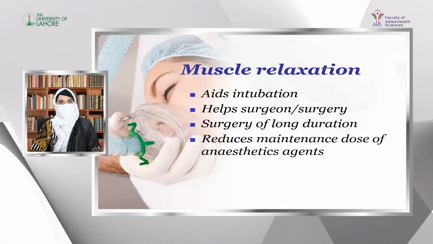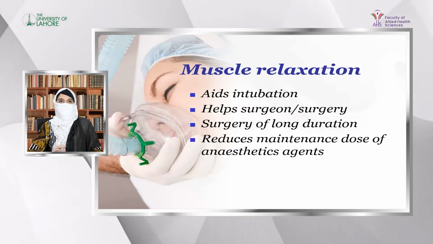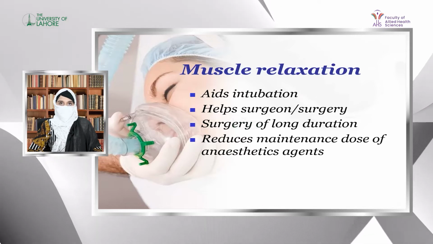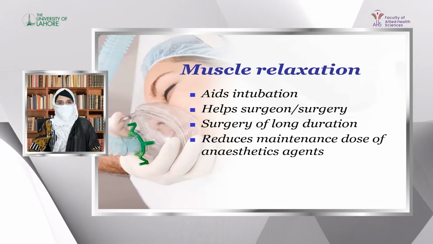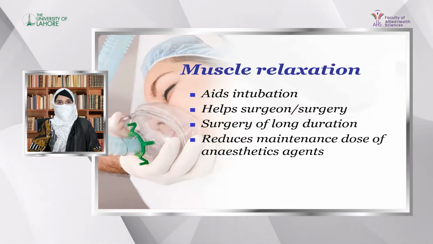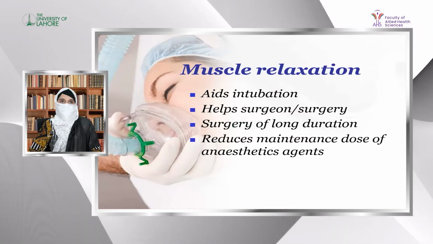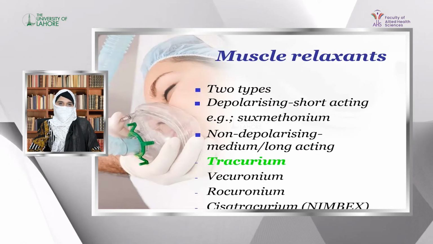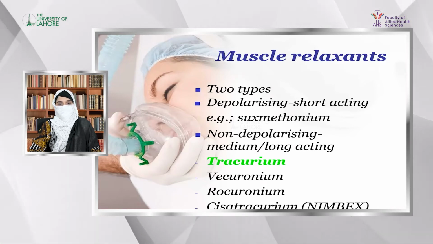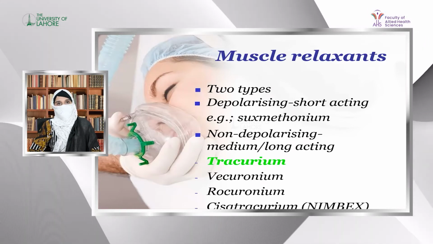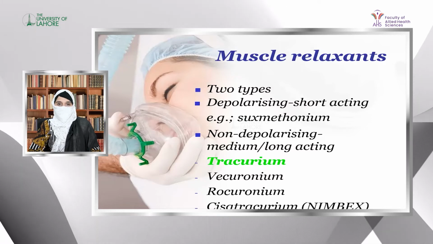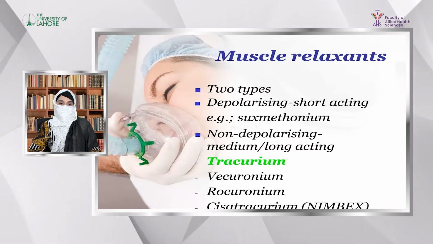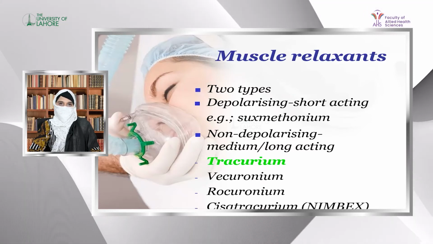General anesthesia includes muscle relaxation. Muscle relaxation helps in intubation, helps surgeons in surgeries of long duration, and reduces the maintenance dose of anesthetic agents. Muscle relaxants decrease the maintenance dose. Muscle relaxants are of two types: depolarizing muscle relaxants and non-depolarizing muscle relaxants. Depolarizing muscle relaxants include succinylcholine, and long-acting muscle relaxants include atracurium, rocuronium, and vecuronium, and also cisatracurium.